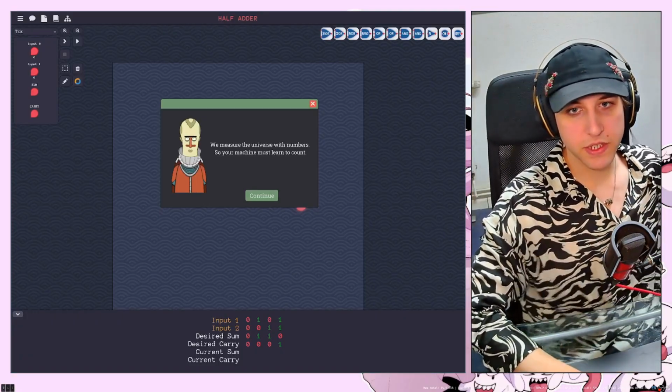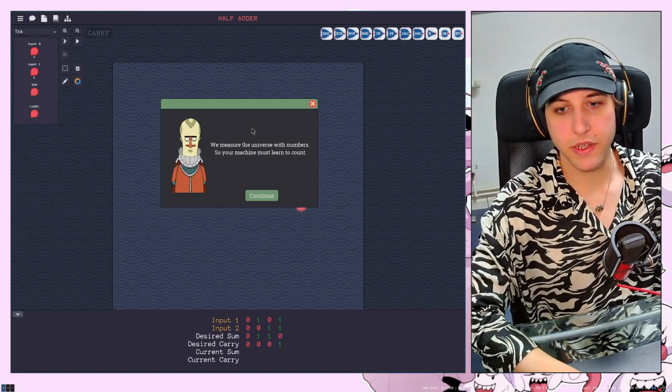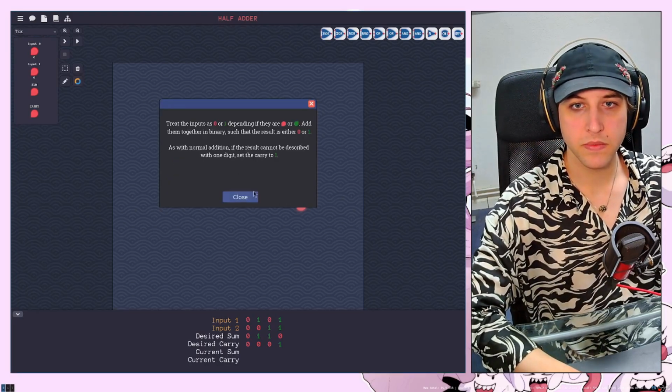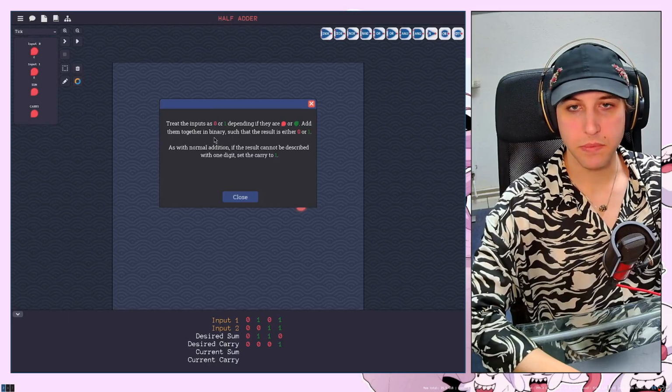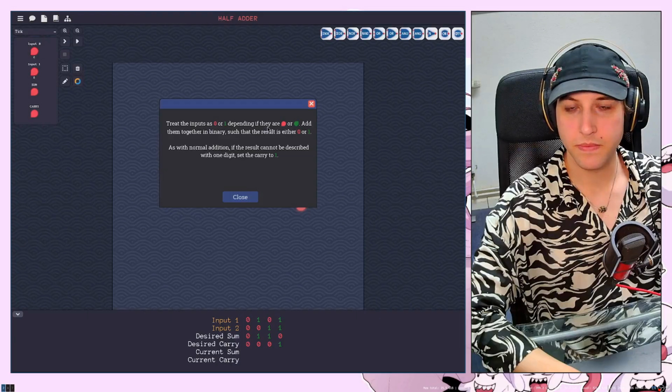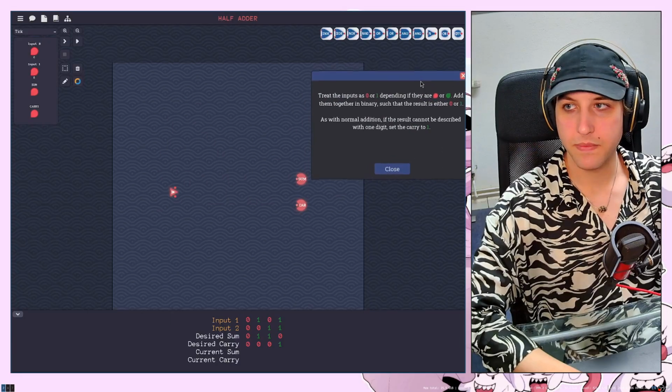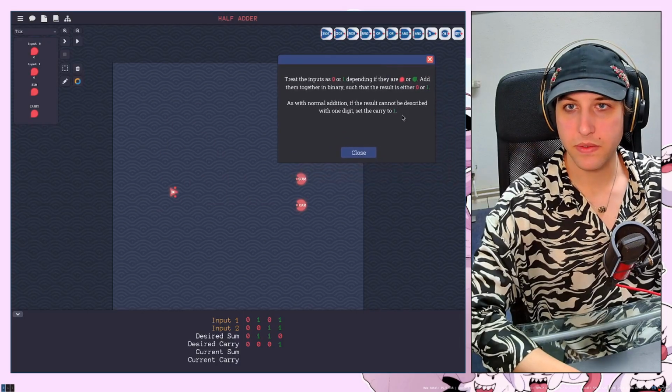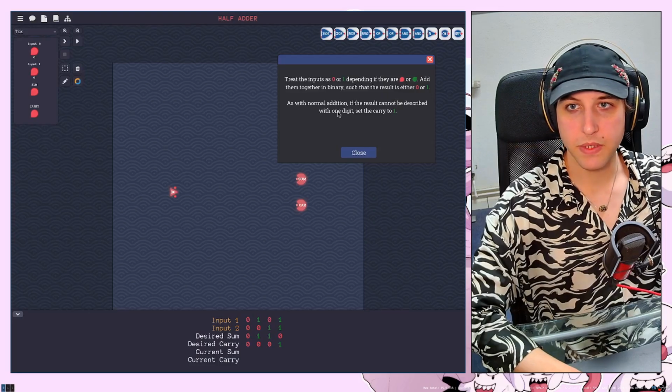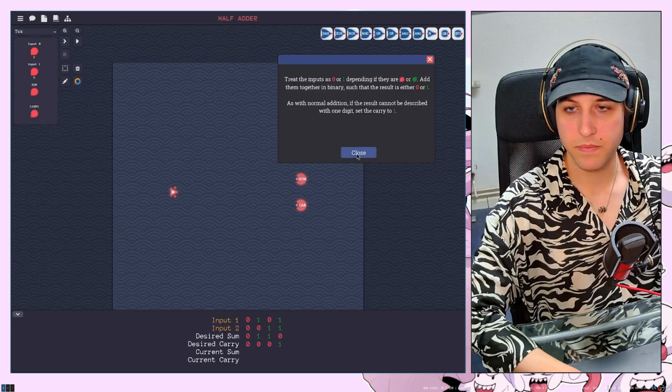We measure the universe with numbers, so your machine must learn to count. Treat the inputs as 0 or 1, depending if they are red or green. Add them together in binary such that the result is either 0 or 1. As with normal addition, if the result cannot be described with one digit, set the carry to 1.